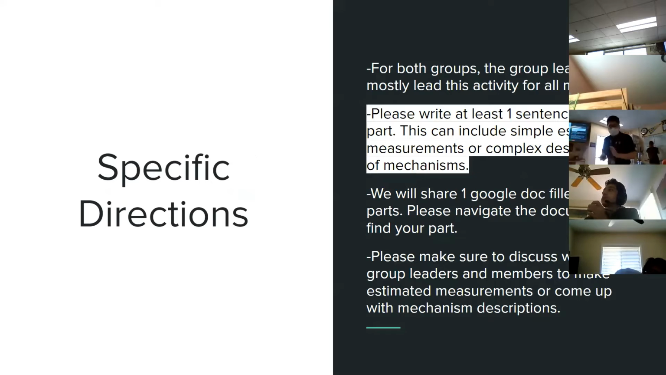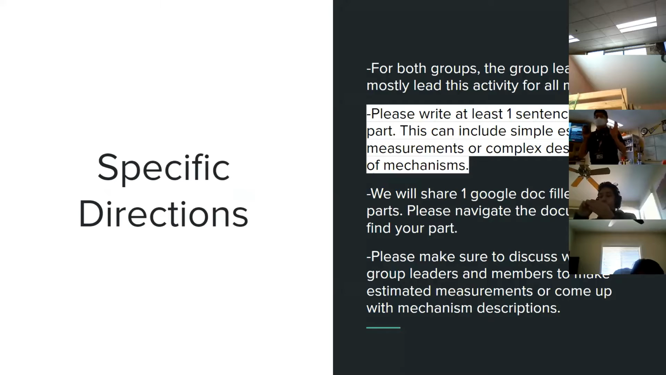So some specific directions. Okay, so these are the more solid directions. For both groups, the group leaders will mostly lead the activity for all members. Basically, like what we did with brainstorming, where Michael, Junso, Ethan, and Jake, you guys led the discussion, and at the very end, in a 2 week period, you gave me a list of things you wanted to brainstorm. It's going to be a little bit like that, but a little bit more organized.